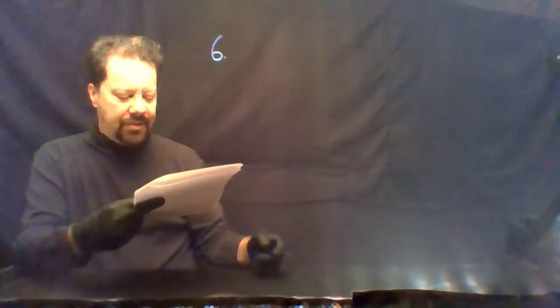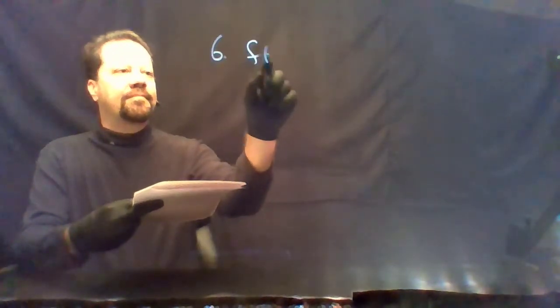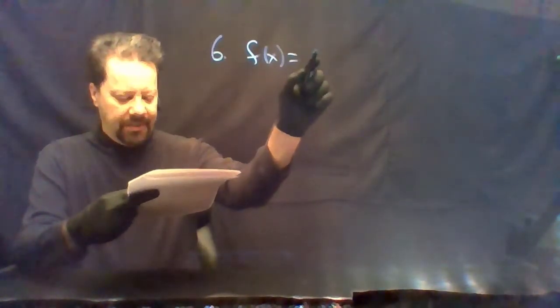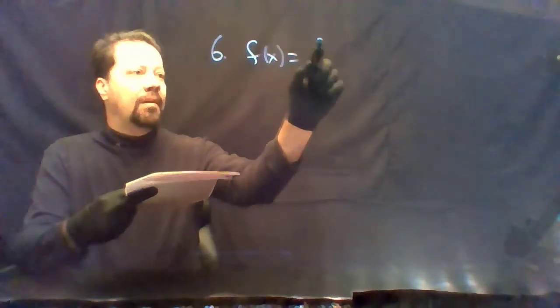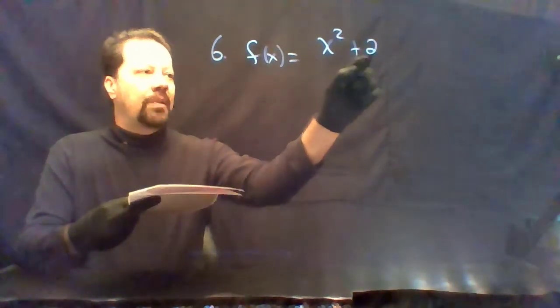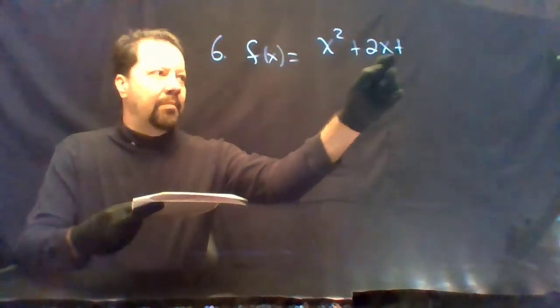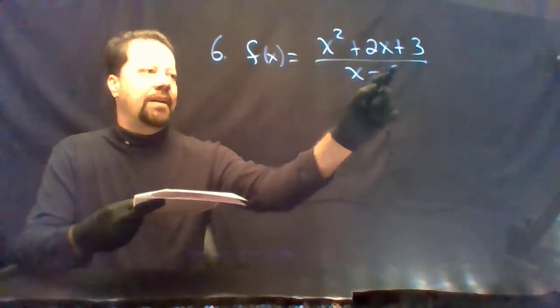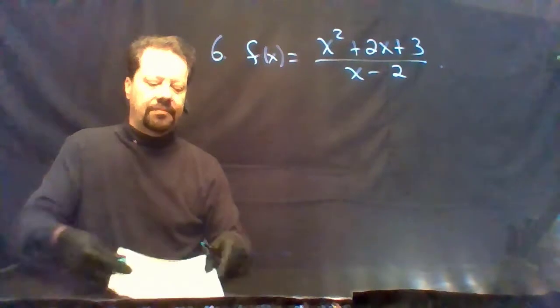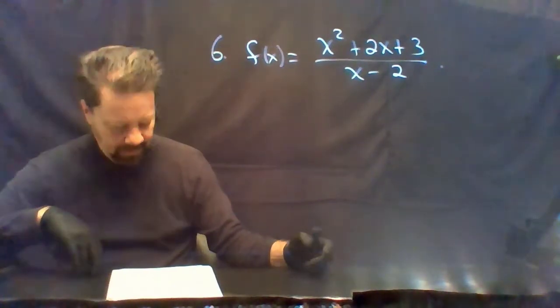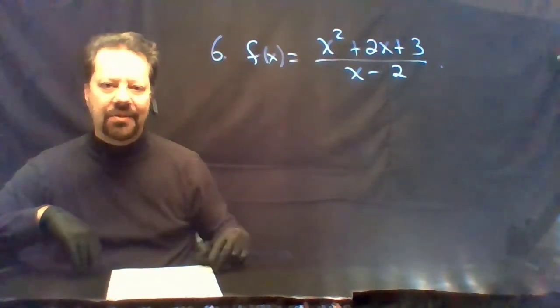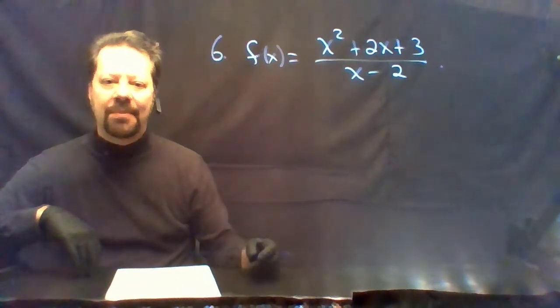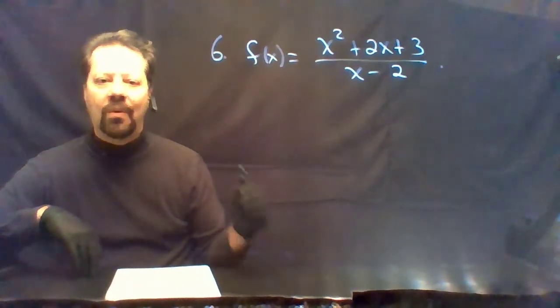On problem 6, I ask you to sketch the graph f of x equals x squared plus 2x plus 3 divided by x minus 2. Now, on this problem, I also ask you to show any x-intercepts, y-intercepts, or asymptotes.